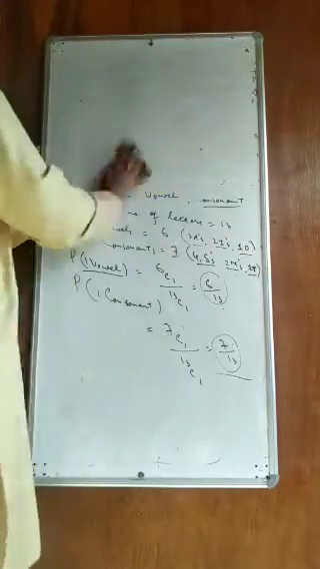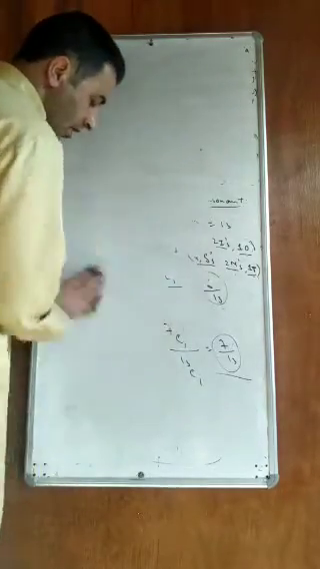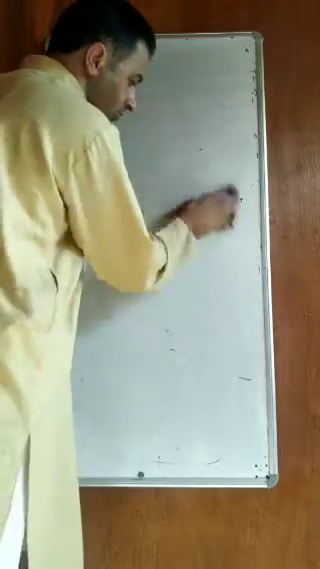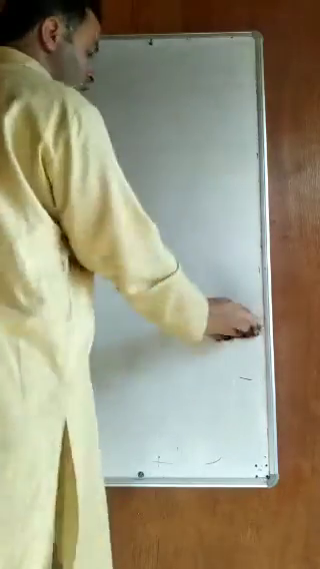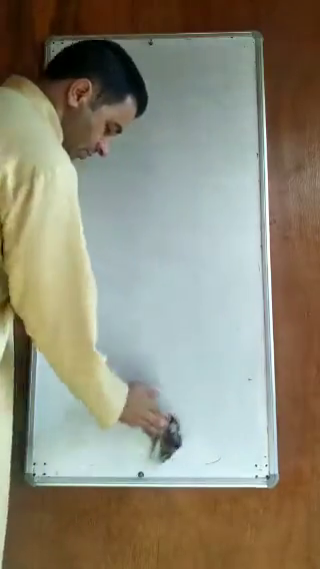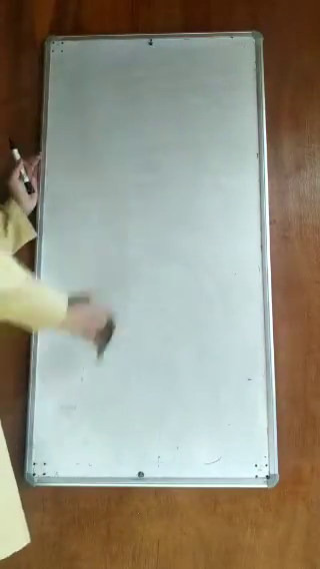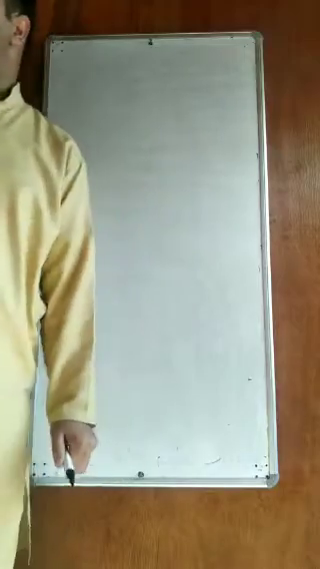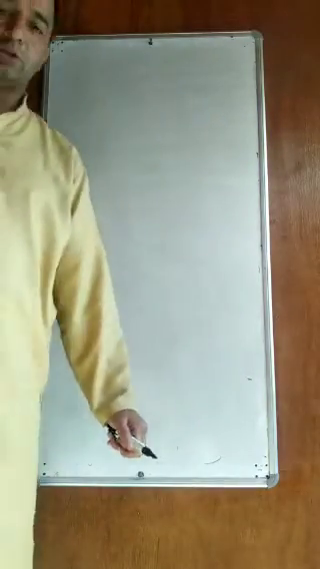So here you learned that probability of not A is always equal to 1 minus probability of A, or probability of A is always equal to 1 minus probability of not A, or simply you can say probability of A plus probability of not A is always equal to probability of the whole space, which is equal to 1.